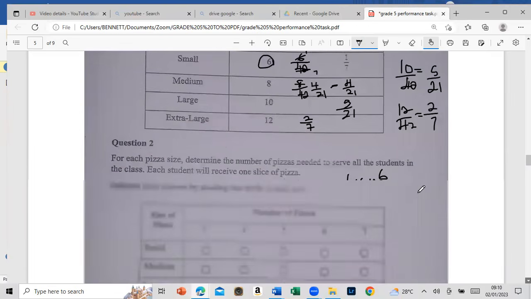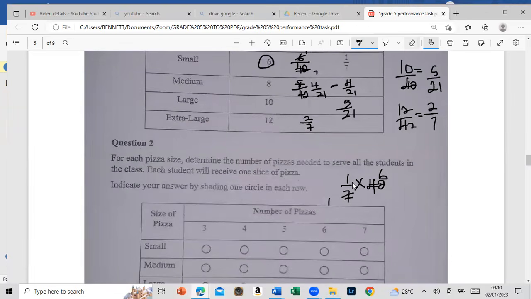Can't use a fraction because for each pizza it's gonna have 6 slices. So basically we can divide. So it's 42. Each pizza, the small one, consists of 6. So that would be 7 pizza to give you 42. So for small, it would be 7. All right, for the medium, it consists of 8 slices.